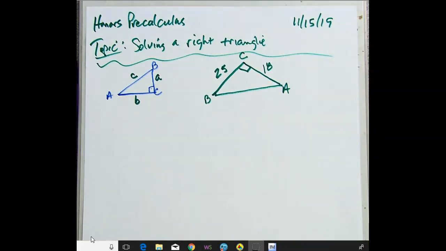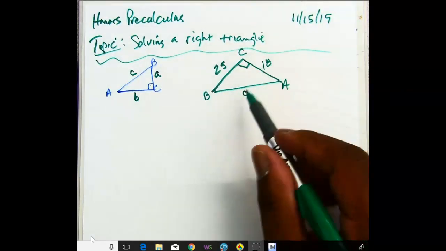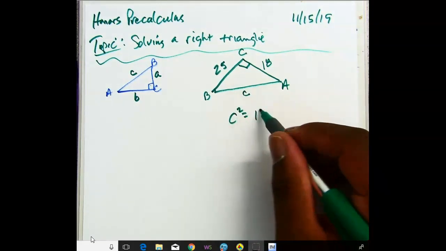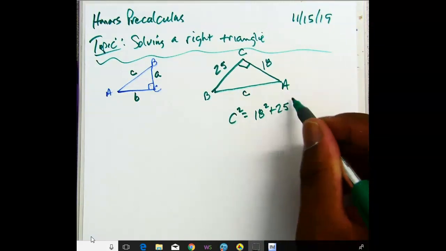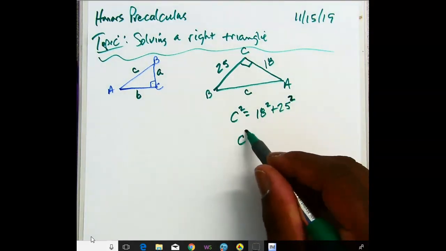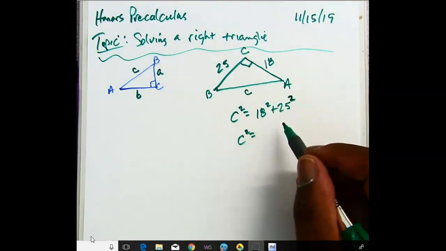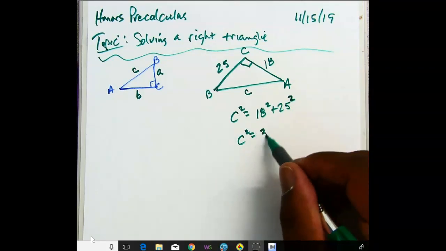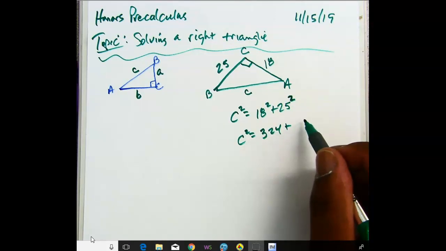Well, the missing side length, we've kind of known how to do that one since middle school. You have 2 sides of a right triangle, we can use the Pythagorean theorem to find that 3rd side, right? So this missing side here is our hypotenuse. So we know that c squared is equal to 18 squared plus 25 squared. So 18 squared is 324? 25 squared is 625.